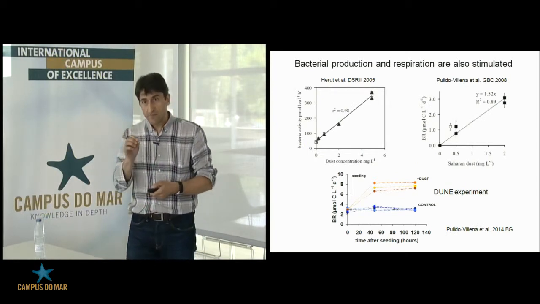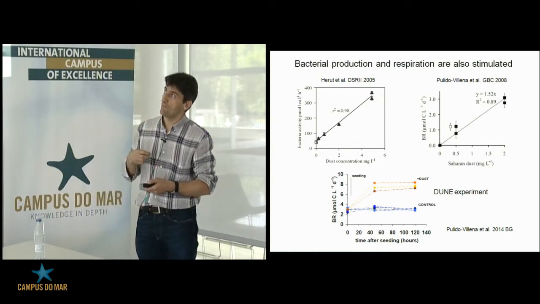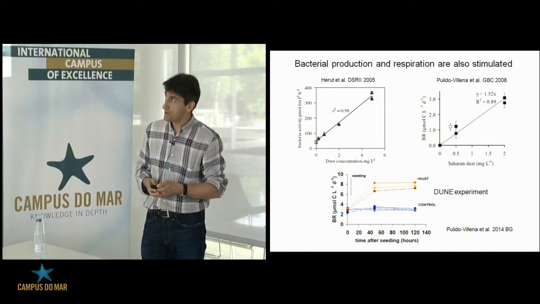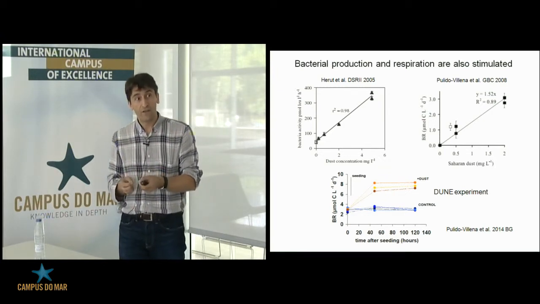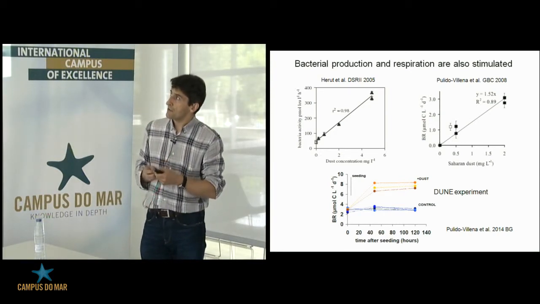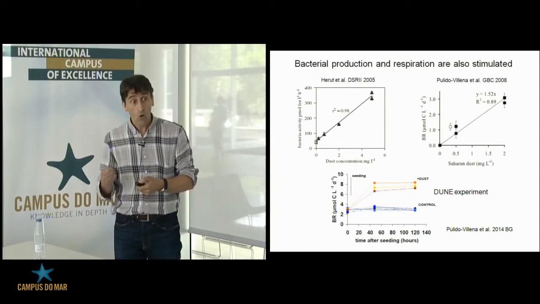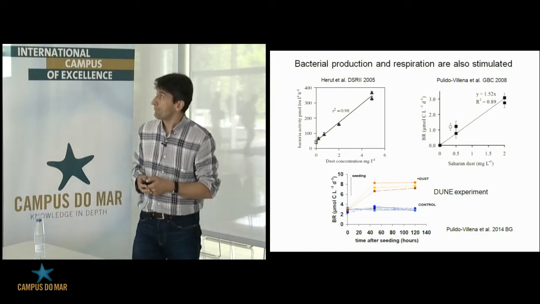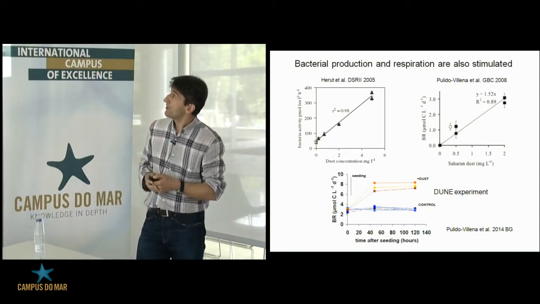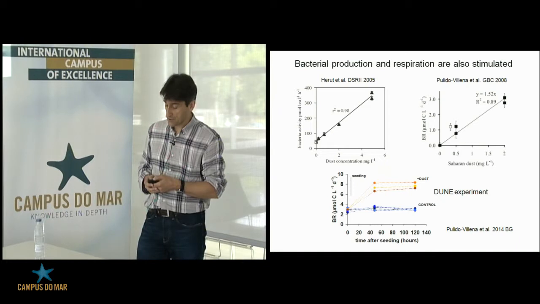But now things become a bit more complicated. If we consider bacteria and their activity, for instance in terms of bacterial production or also bacterial respiration, there is also a stimulating effect of the dust. So it is quite often the case that the bacteria also respond to the dust addition, and in fact they can respond even more strongly than phytoplankton do. So these are various examples, all in the Mediterranean, of an increase in bacterial activity or bacterial respiration as a result of a dust addition, either in bottles or in mesocosms.